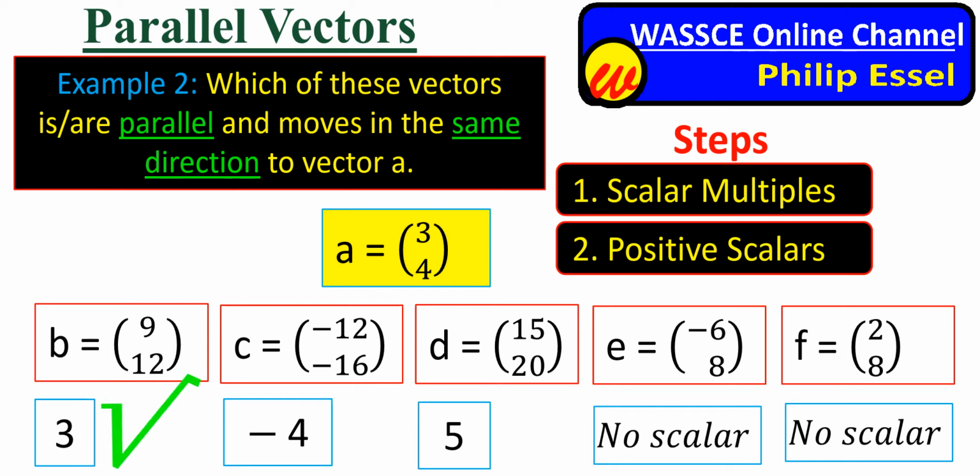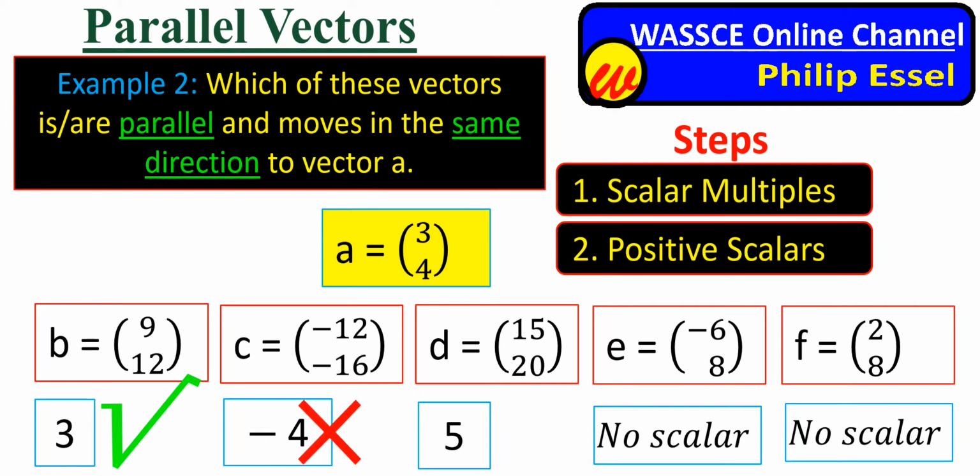Let's go to the vector C. The vector C is also a scalar multiple of the vector A. The scalar is -4. Now, what this means is that the vector C is parallel to the vector A. However, because its scalar is negative 4, it does not move in the same direction as the vector A. So it might be parallel to vector A, but then it moves in the opposite direction. So the vector C cannot be the answer.